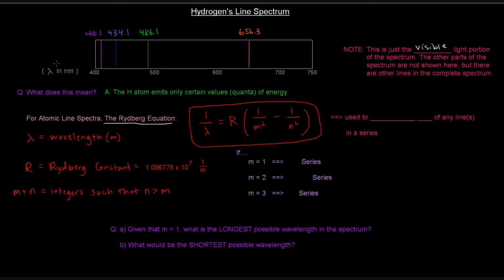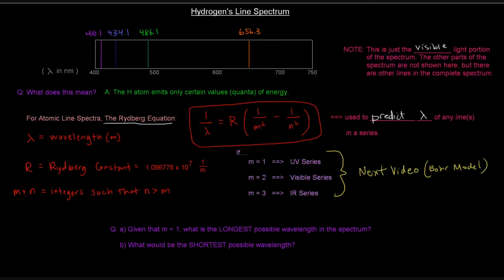What's the purpose of this Rydberg equation? It's used to predict the wavelength of any line or lines in a series. Now, if m equals 1, that corresponds to the ultraviolet series, or the UV series. If m equals 2, that corresponds to the visible series. If m equals 3, we're talking about the infrared or IR series. So this part might not make a lot of sense quite yet. It'll make hopefully a little bit more sense in the next video on the Bohr model.